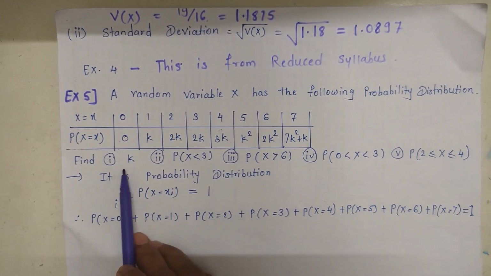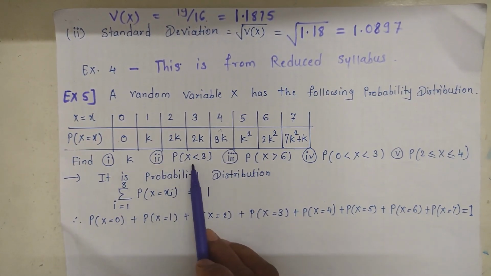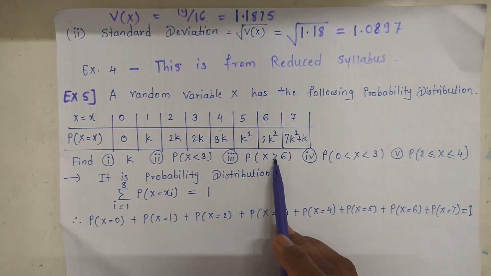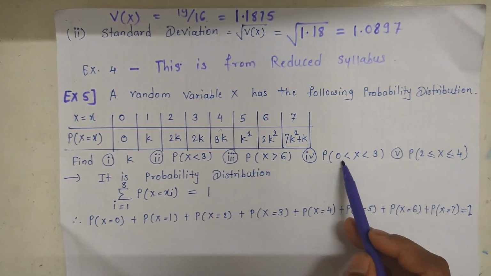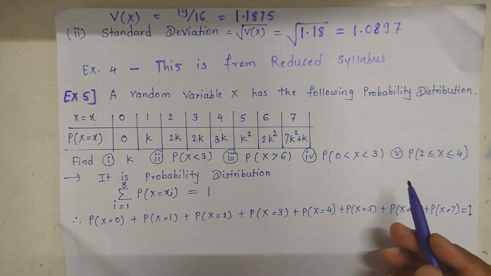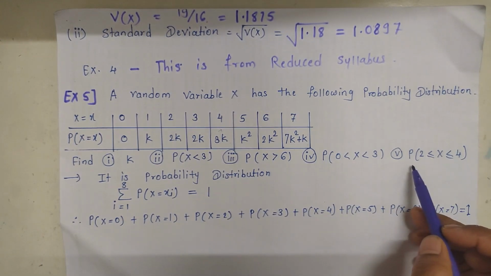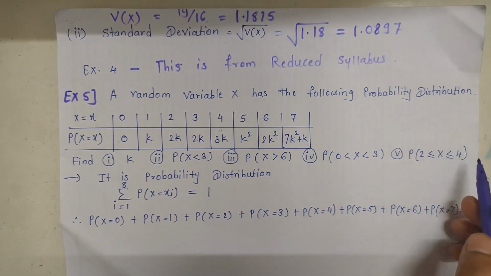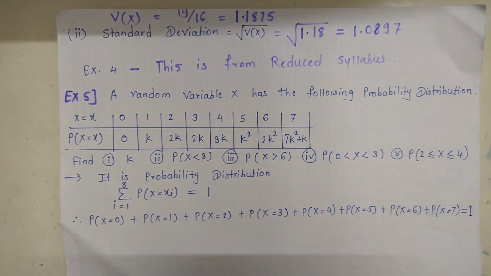Now here find the values of k, probability of x less than 3, probability of x greater than 6, probability of x lies between 0 to 3, and the next, probability x lies between 2 and 4, including 2 and 4.